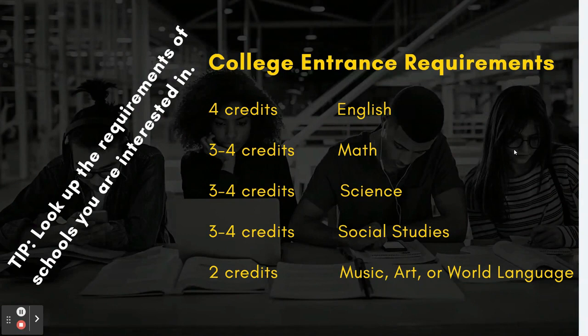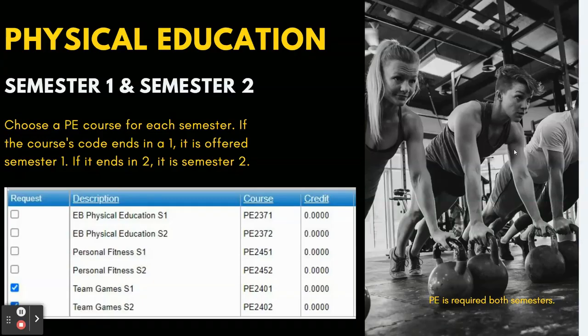If you're planning on attending a 4-year university, you should consider the admission requirements of universities you are interested in. A good rule of thumb is that you want to take 3 to 4 credits of all the core content areas. You must also pick your PE classes.